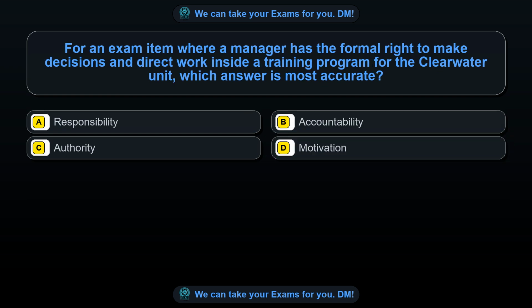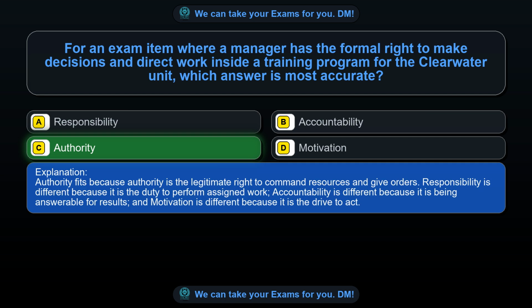Question 80. For an exam item where a manager has the formal right to make decisions and direct work inside a training program for the Clearwater unit, which answer is most accurate? Option A, responsibility. Option B, accountability. Option C, authority. Option D, motivation. The correct answer is option C, authority.